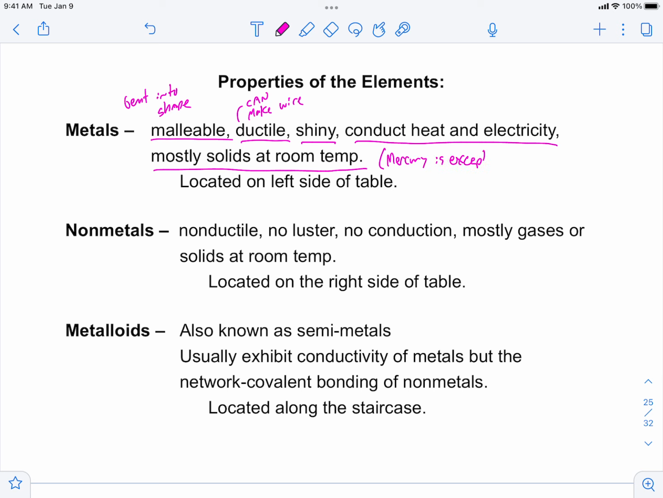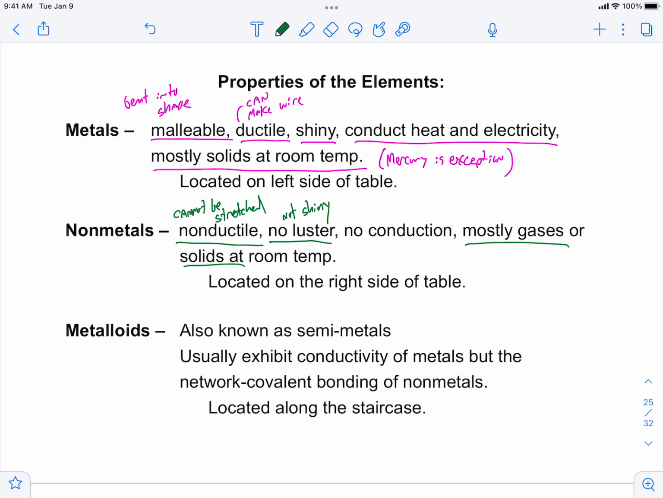Okay, so then let's talk about the properties of nonmetals. Essentially, the properties of nonmetals are almost exactly the opposite of metals. So they're non-ductile, which means you can't stretch them. And for that matter, they're not malleable either, so they can't be shaped. They're not shiny. Luster means shiny, so they're not shiny. They do not conduct electricity or heat. Most of them are gases at room temperature or solids at room temperature.